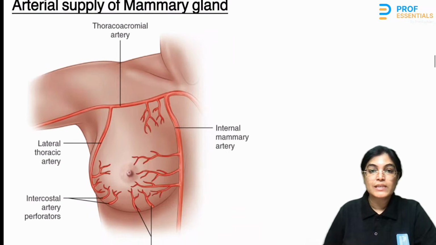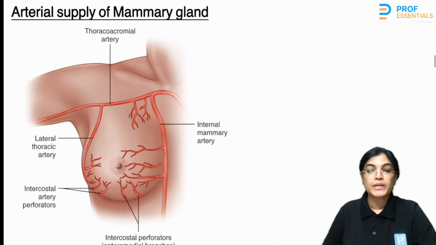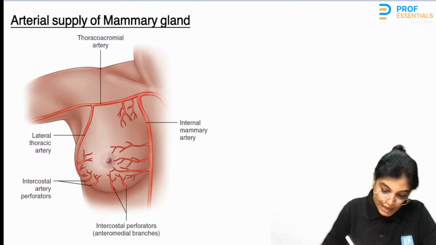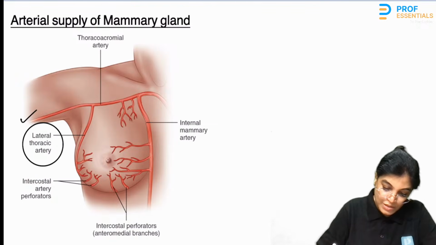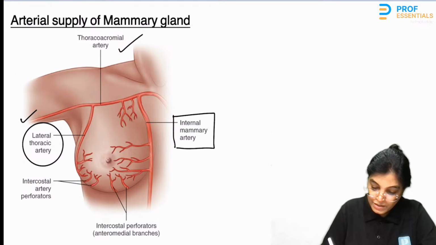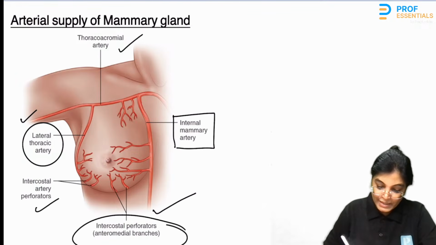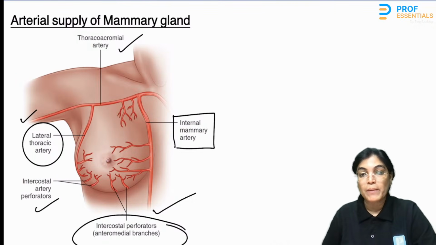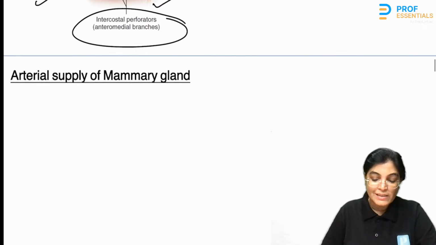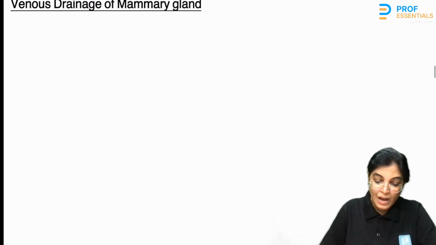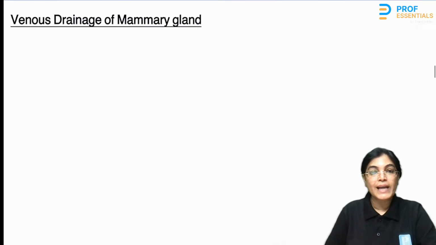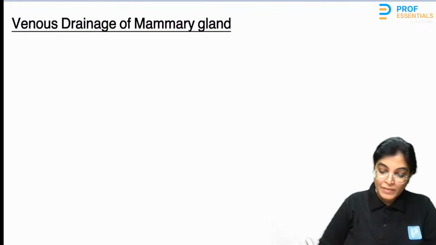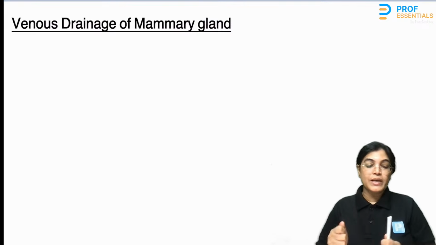Before that, you can see this image where you can appreciate the arterial supply of the mammary gland. You can see the branches of the axillary artery, that is the lateral thoracic artery and the thoracoacromial artery. Also we have the internal mammary artery, perforating branches, and intercostal arteries. All these are the arterial sources of the mammary gland, which we have already written. So the arterial supply is done. Now for venous drainage, I will draw a diagram, but before that I want you to write a clinical point about the venous drainage, everybody.